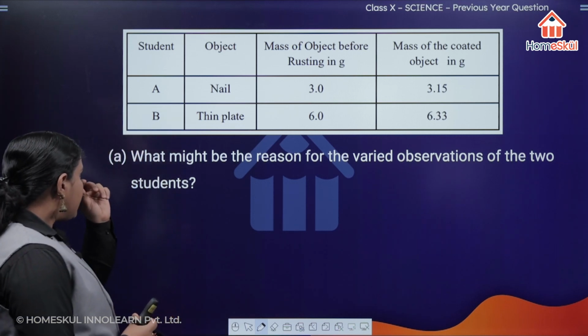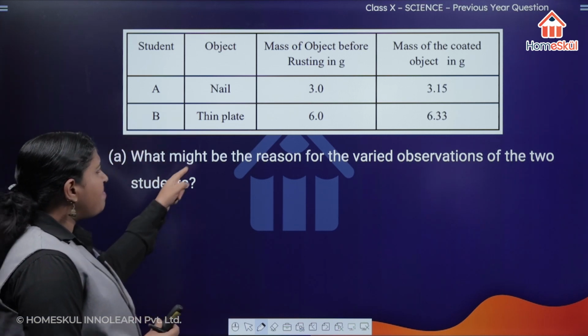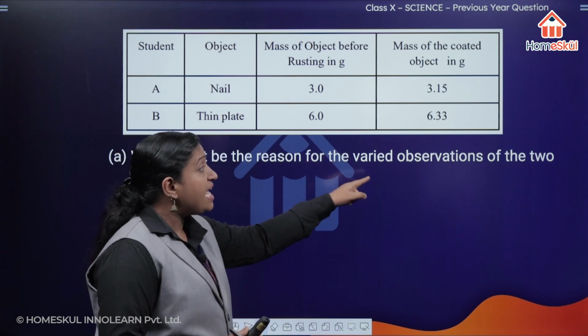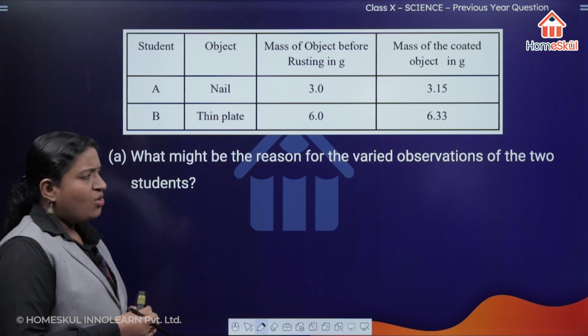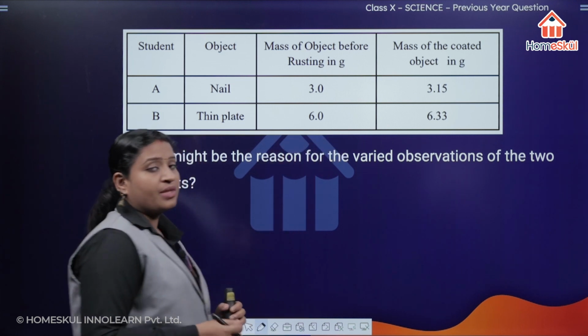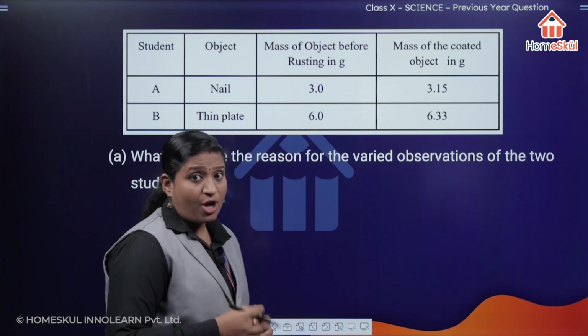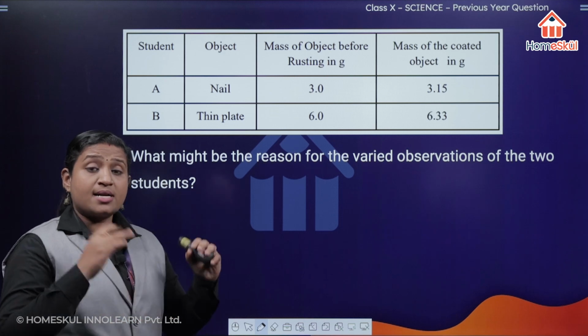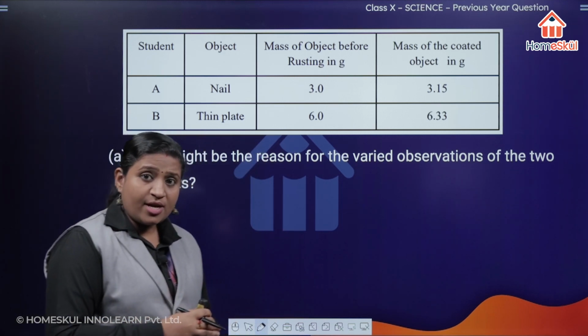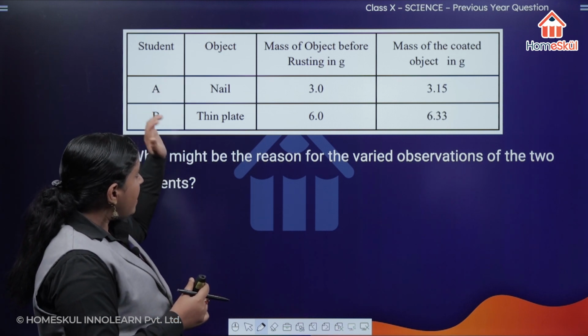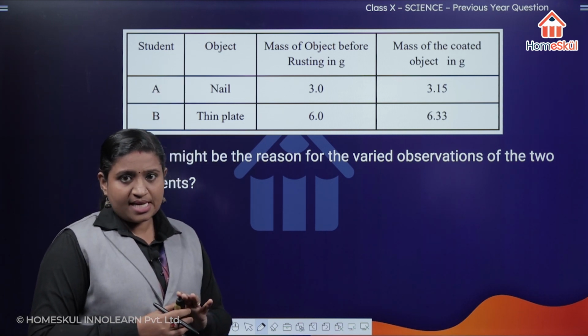Okay, now let's see the first sub-question. What might be the reason for the varied observations of the 2 students? Why is there a difference in the mass of the coated objects? Why is it so? Rusting takes place in both the cases. Rusting occurred on the iron nail as well as on the thin plate, isn't it?